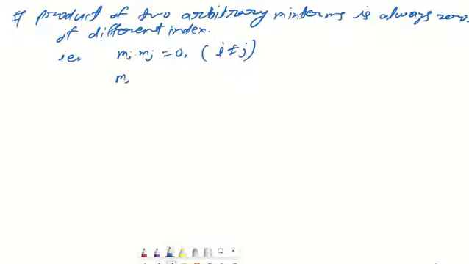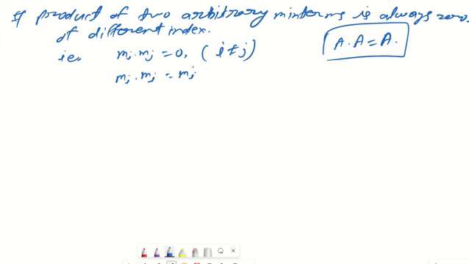And if it is a multiplication like mi into mi, that will always be mi, that you already know, like a into a is always a, right? So this is how we had already seen in the laws of Boolean algebra. So for example, let me just tell you m1 into m3. Can we prove that it is going to be 0?